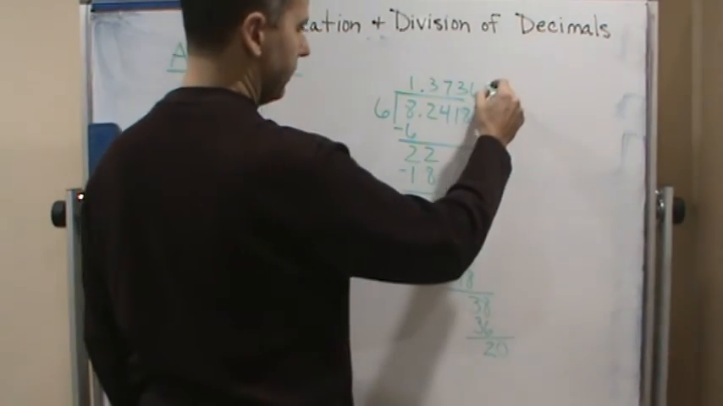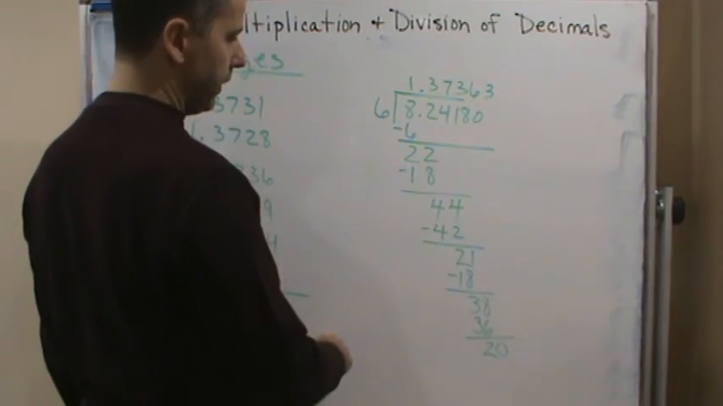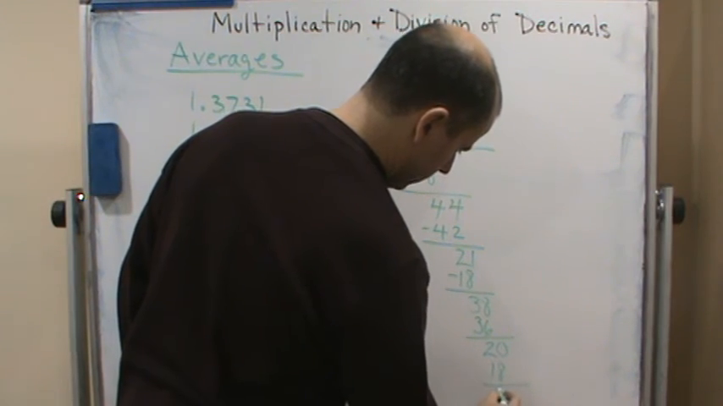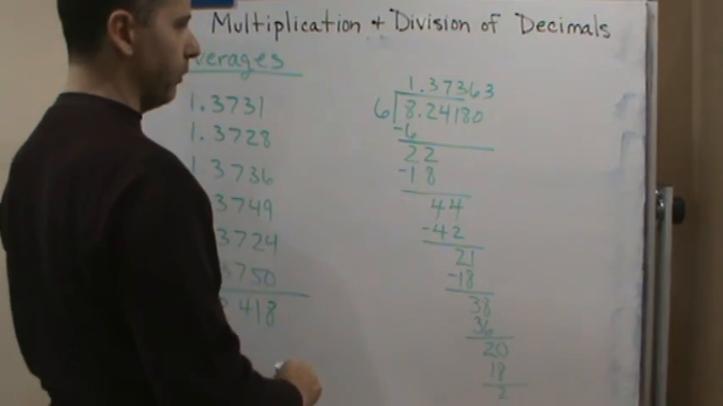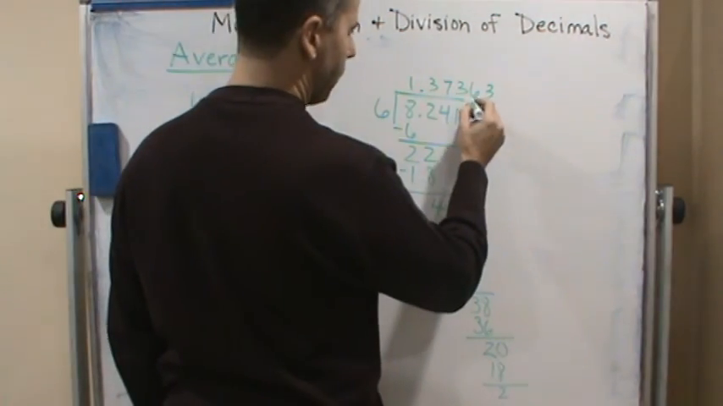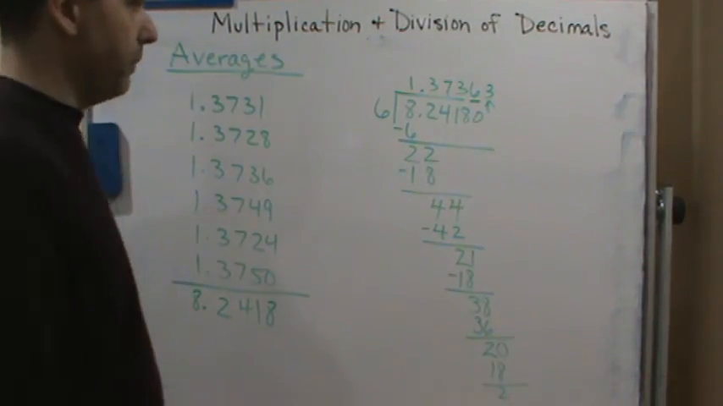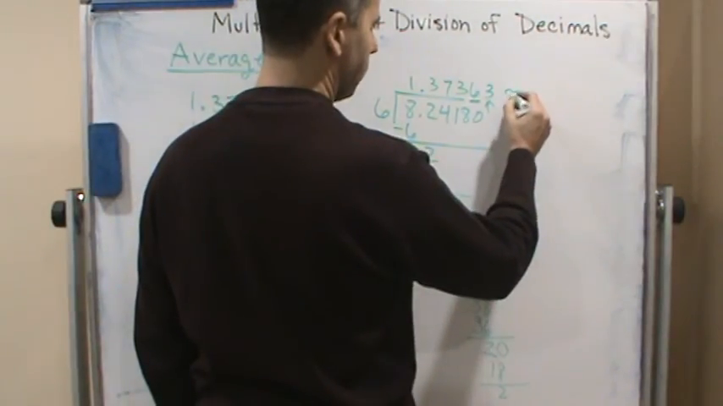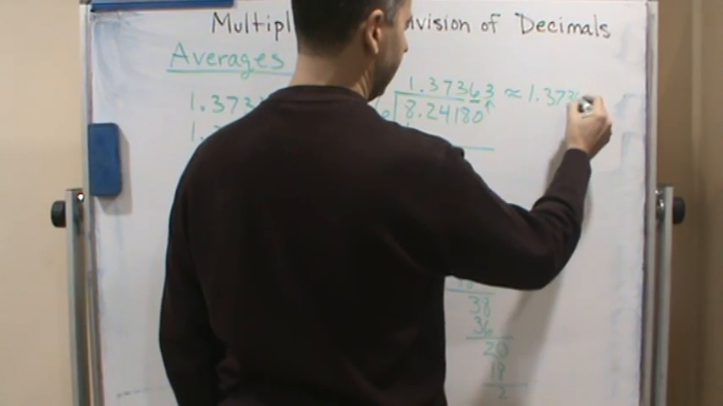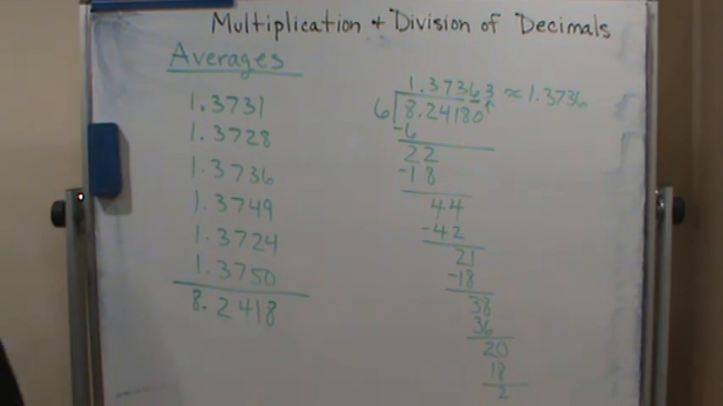And now I'm going to get a 3, right? So 6 goes into 23 3 times, and I'm going to get another 18. And this is where it's going to start to repeat itself. Okay, which is fine because I said we're going to round to 4 decimal places. So now I'm rounding to 4 decimal places. The 3 is less than 4. So that means it's going to be rounded to approximately 1.3736 is the average. And that's how you do it.